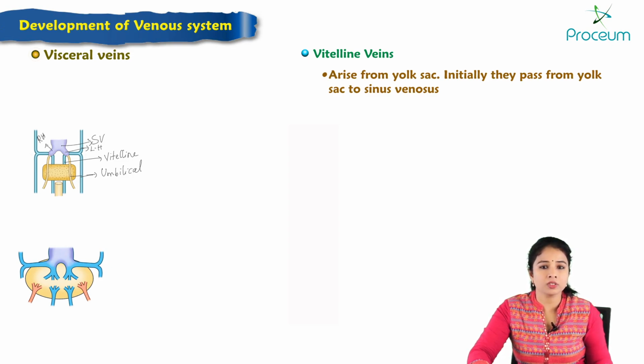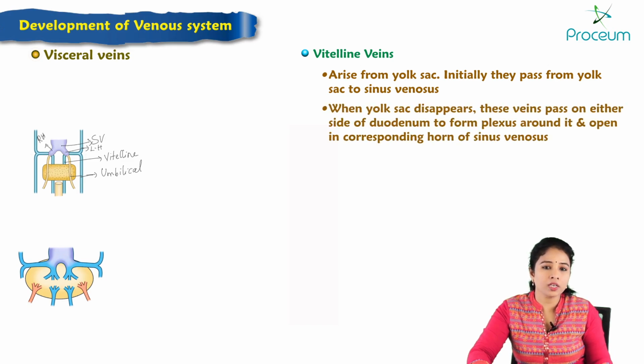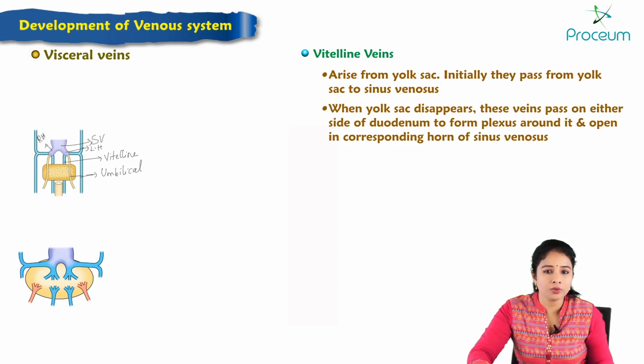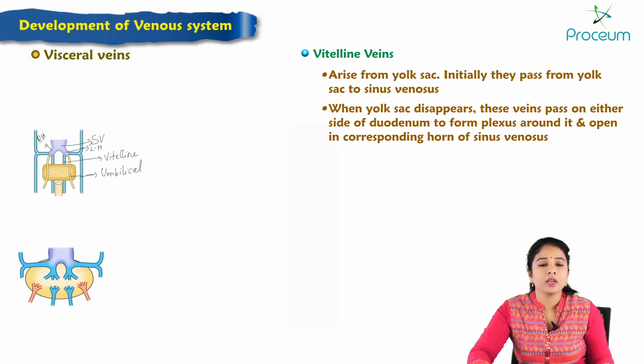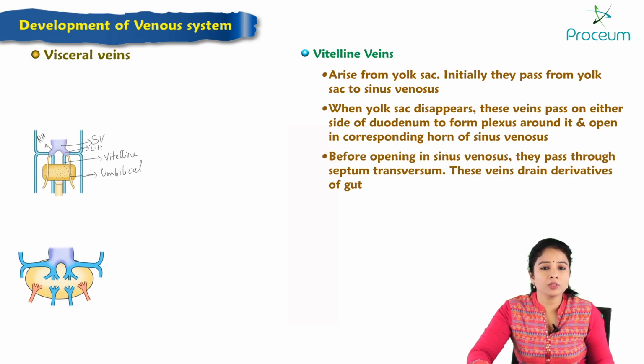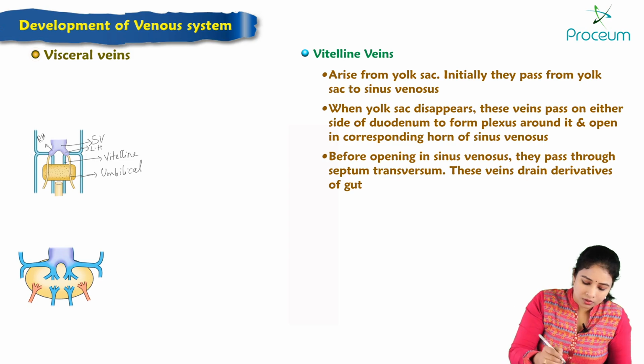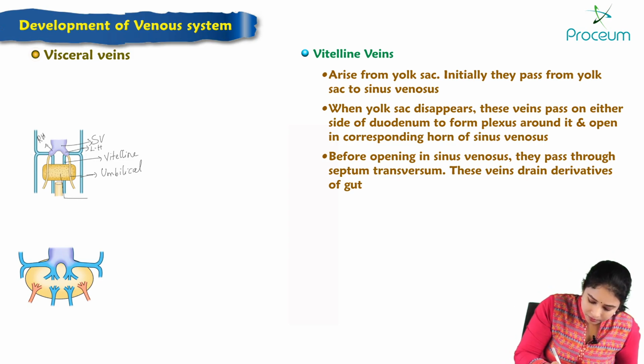The vitelline veins arise from the yolk sac, and initially they pass from the yolk sac to the sinus venosus. When the yolk sac disappears, these veins pass on either side of the duodenum to form a plexus around the duodenum and open into the corresponding horn of the sinus venosus. Before opening into the sinus venosus, they pass through the septum transversum. So this is the septum transversum.